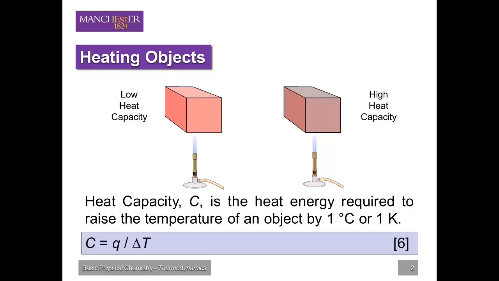Heat capacity C is equal to the heat energy supplied to an object, Q, divided by its corresponding change in temperature, delta T. This important equation is given as equation 6.